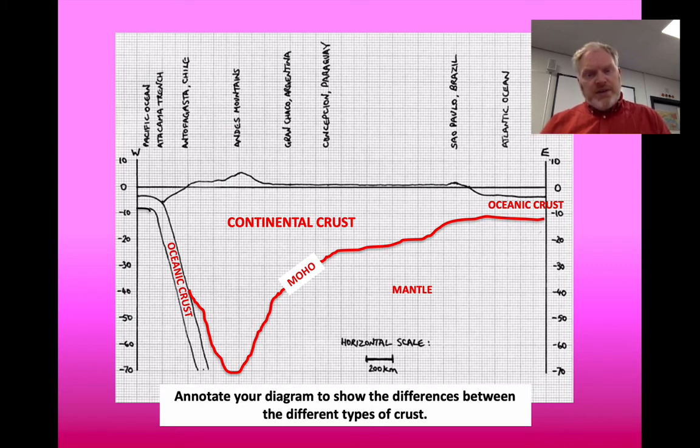So, these different thicknesses of crust are actually really important because when we start looking at how the different plates interact with each other, these differences in thickness and density help to explain a lot of what's going on. But we'll get to that in a future lesson.